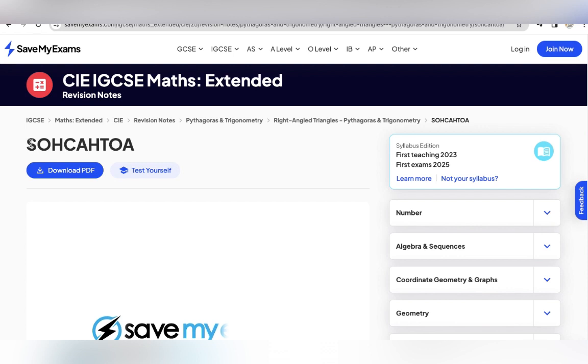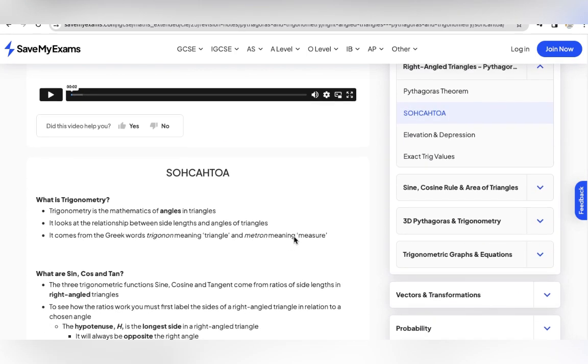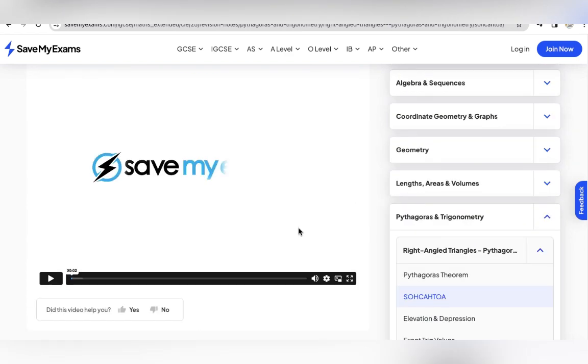Okay, the SOHCAHTOA. The SO stands for sine equals opposite over hypotenuse, the C stands for cosine equals adjacent over hypotenuse, and the T stands for tangent equals opposite over adjacent. So we're going to apply each of these, and we'll see how it goes.